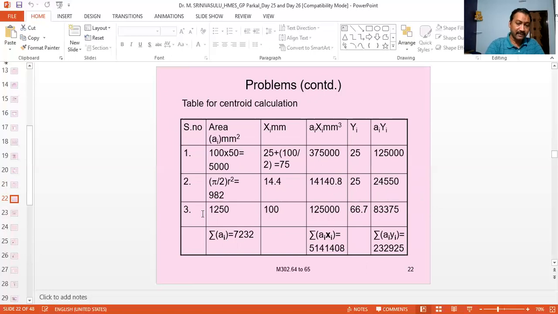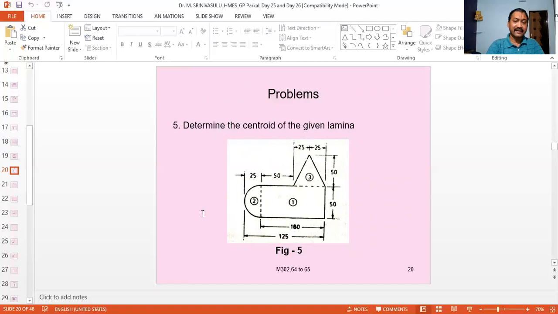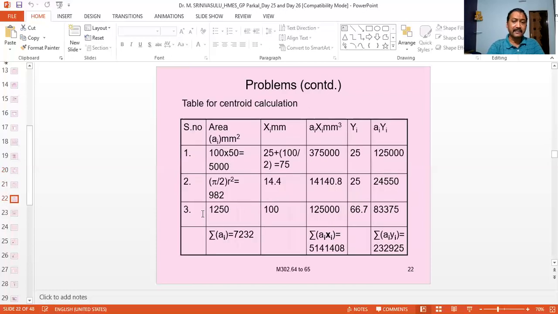Now coming to the third figure, that is the triangle. The area is equal to half into base into height. Half into base 50 and height 50, half into 50 into 50. It is equal to 1250 square millimeters.